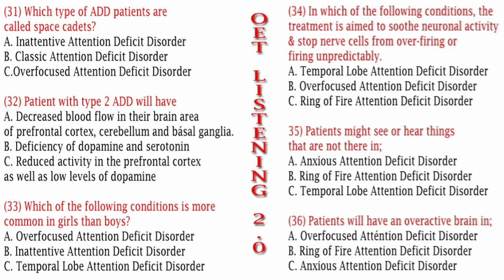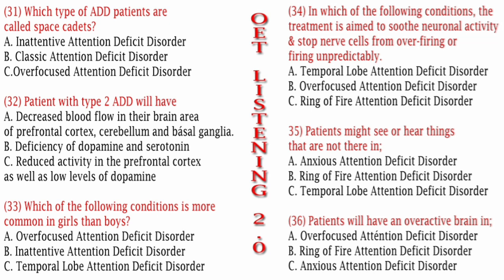Type 5. Limbic attention deficit disorder. People with limbic attention deficit disorder have excessive activity in the limbic section of the brain, which is where moods are controlled. They have reduced activity in the prefrontal cortex, both when relaxing or focusing on a task. Type 6. Ring of fire attention deficit disorder. People with ring of fire attention deficit disorder have an overactive brain. There are excessive amounts of activity in the central cortex and other areas of the brain.